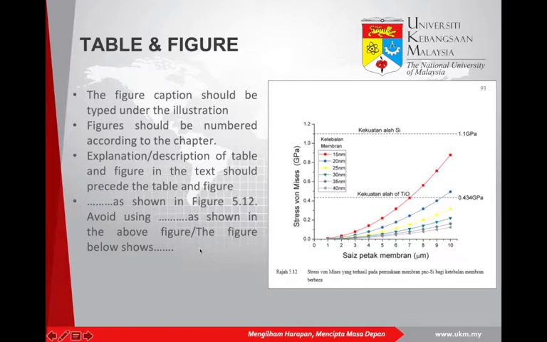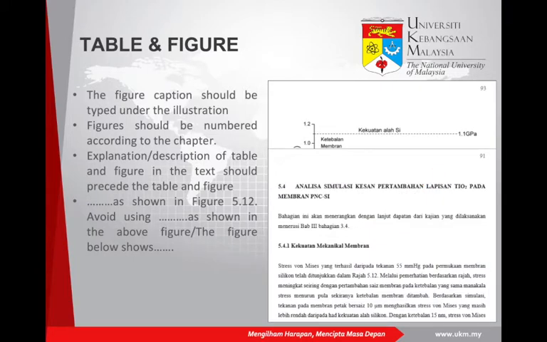Explanation and description of the tables or figures in the text should precede the table and figure. So if you have a figure, you should describe it first in a paragraph. For example, here it says figure 5.12, which appears on page 91. So the figure that you're talking about should appear after page 91, not before.